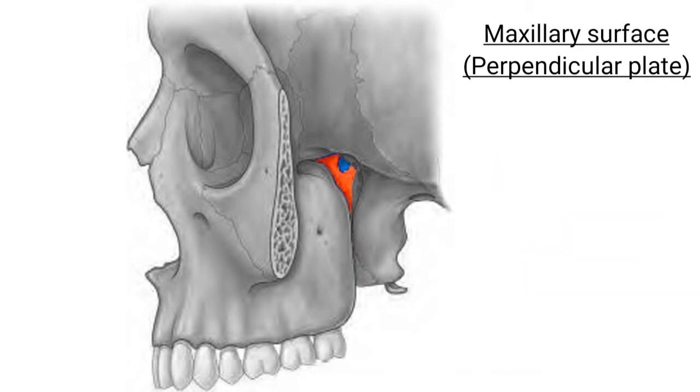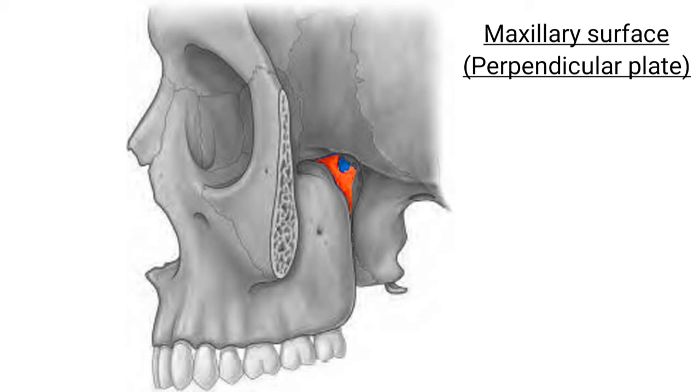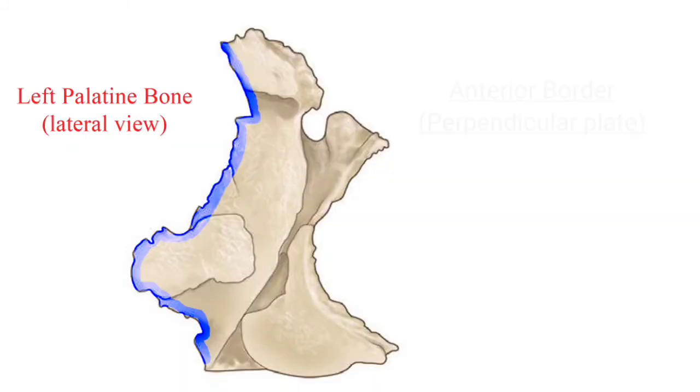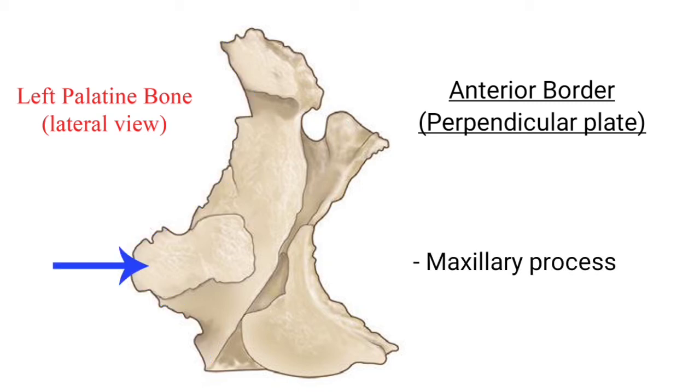The postero-superior part is smooth and forms the medial wall of pterygopalatine fossa. The antero-inferior part is also smooth, which overlaps the posterior part of maxillary hiatus and forms the medial wall of the maxillary sinus. The anterior border projects forward in the lower part as the maxillary process, overlaps the maxillary hiatus and articulates with the similar process of inferior nasal concha.